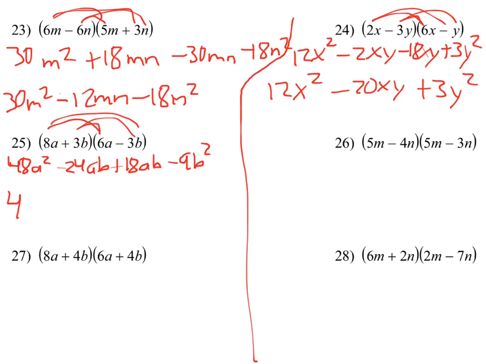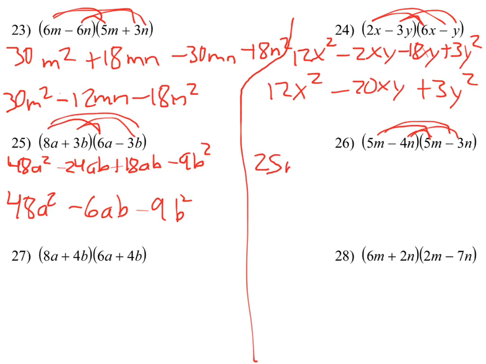Combine the like terms, you get 48a squared, minus 6ab, and then minus 9b squared. Moving on to 26, you gotta take that 5n times both of them, take negative 4n times by both of them.